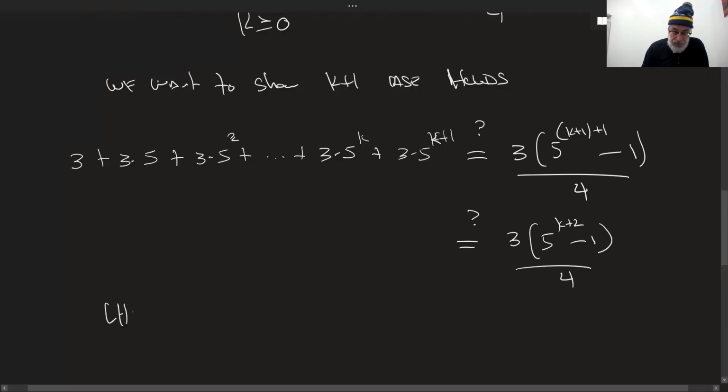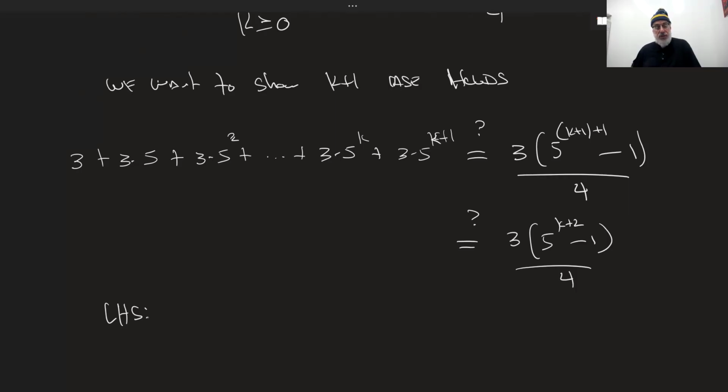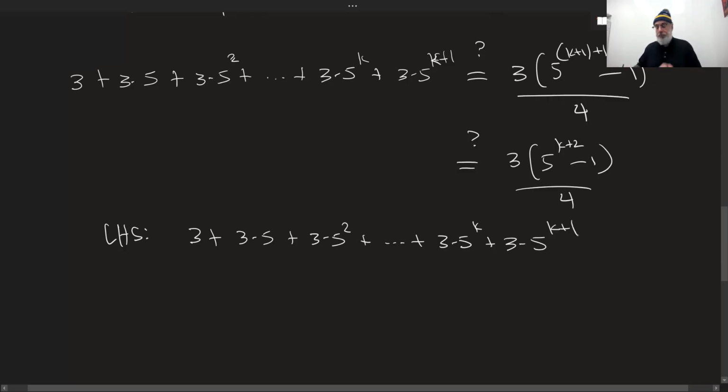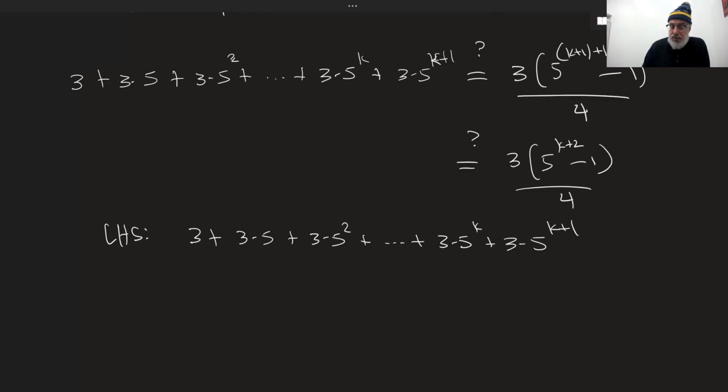Just pick a side. In most cases, especially within Rosen and discrete mathematics, we take the left-hand side, the summation side, and see if we can manipulate it algebraically to equal the right-hand side. So we're going to write the left-hand side again: 3 times 5 to the 0, plus 3 times 5 to the 1, plus 3 times 5 squared, plus dot, dot, dot, plus 3 times 5 to the k, plus 3 times 5 to the k plus 1. So I'm going to manipulate this left-hand side, make it look like the right-hand side, and we'll be done with our proof.